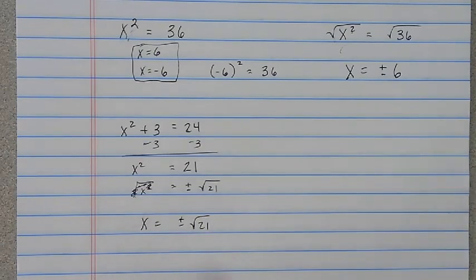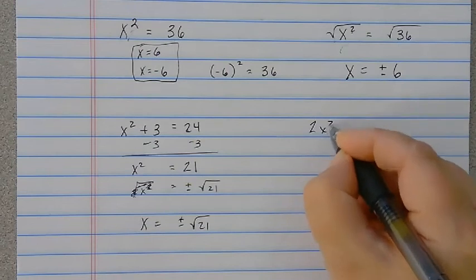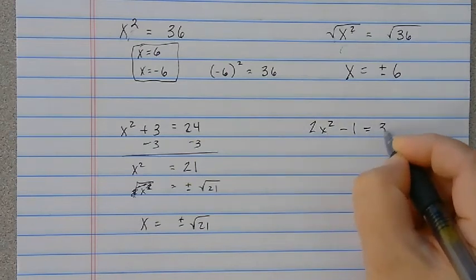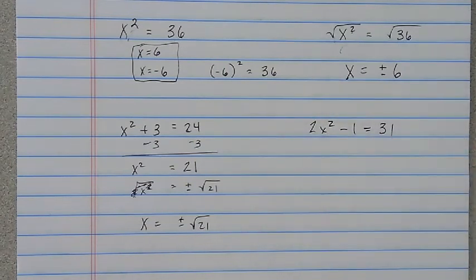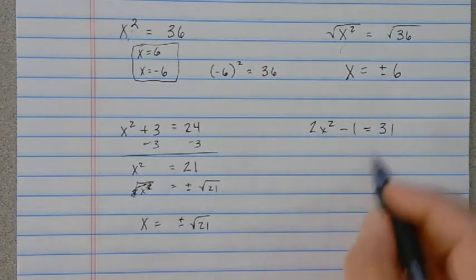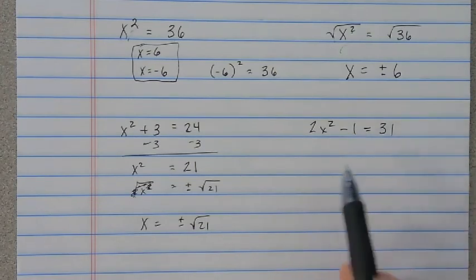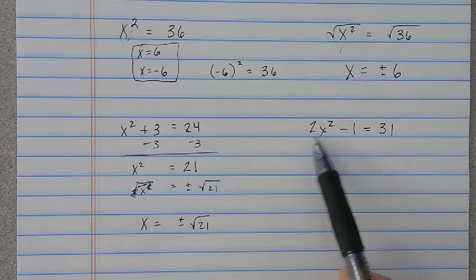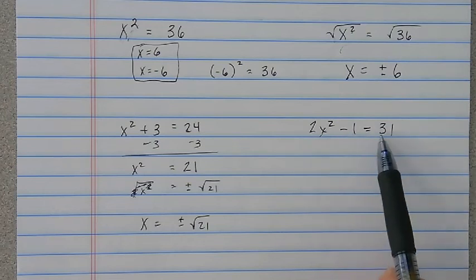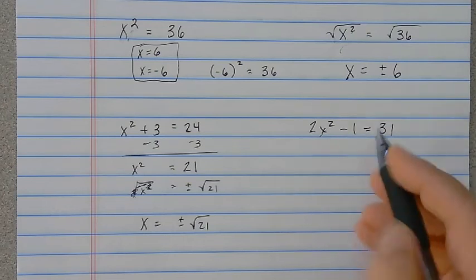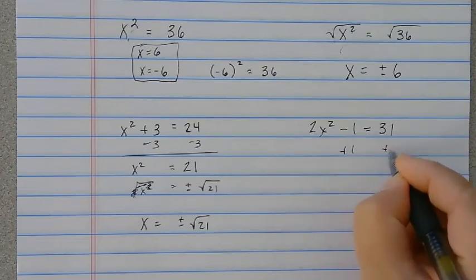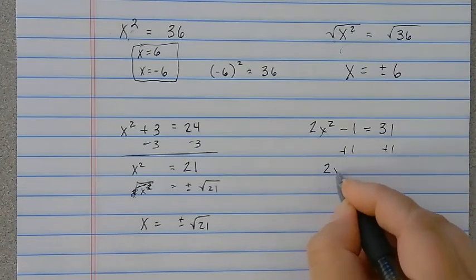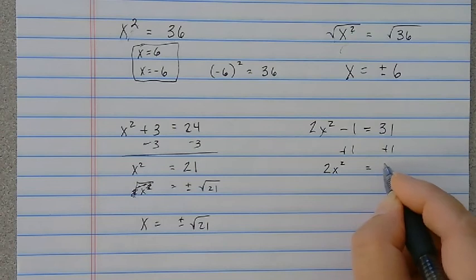Here's another one like that. 2x squared minus 1 equals 31. If you want, you could pause the video and try this one on your own. Okay, hopefully you've tried it yourself. So let's start. We're going to undo this problem. If I was working the problem, I would square it, times by 2, subtract 1, and get the answer. So I have to go in reverse order. The first thing I'm going to do is add 1 to both sides. So I get 2x squared equals 32.